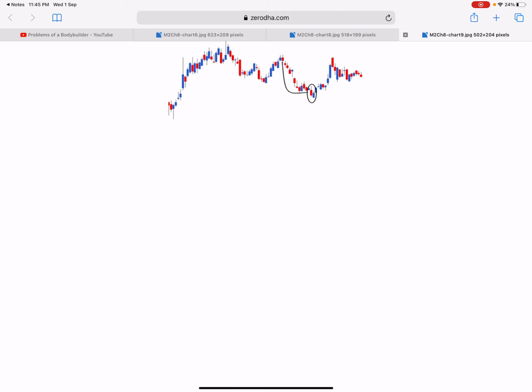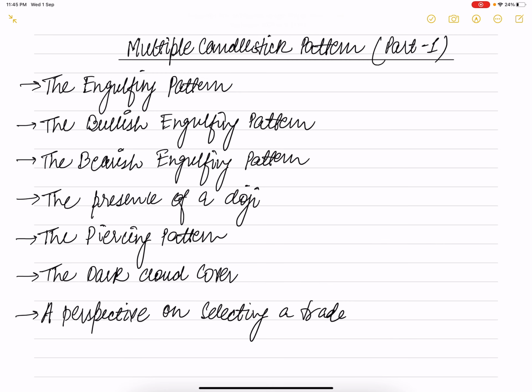Here P2 blue candle engulfs just only 50% of P1's red candle. For this reason, we do not consider this as a piercing pattern. Now coming to the dark cloud cover. This is the sixth topic. The dark cloud cover is very similar to the bearish engulfing pattern with a minor variation.